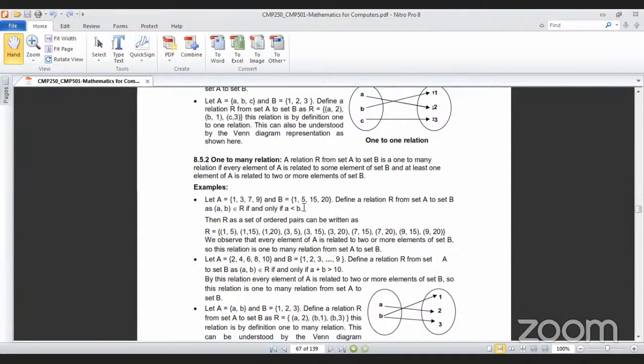Will it be (1, 1)? No, because they are saying A should be less than B. So (1, 5) will come. (1, 15) will come. And (1, 20) will come. Obviously, you can see how the graph, means the Venn diagram, will be over here. I'm just talking about 1 right now. So your values are 1, 5, 15 and 20. So relation of 1 is with whom? It's related to 5, it is related to 15, and it is also related to 20. You can understand it is 1 to many.